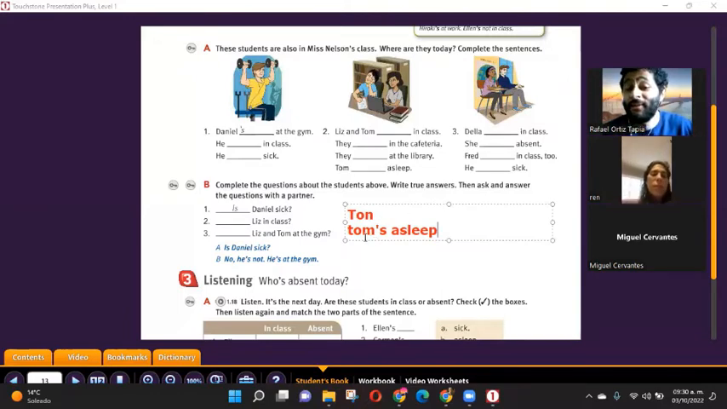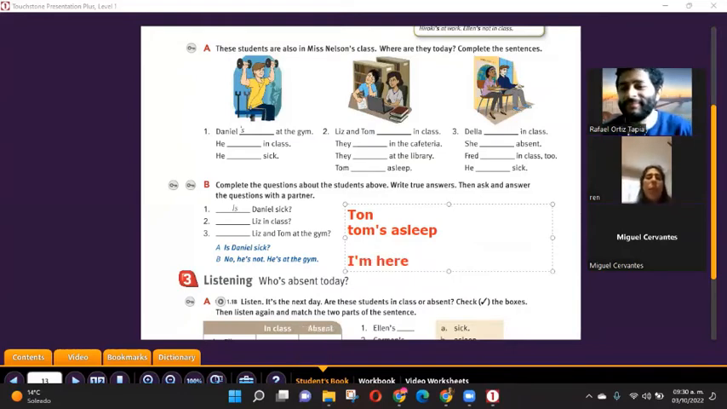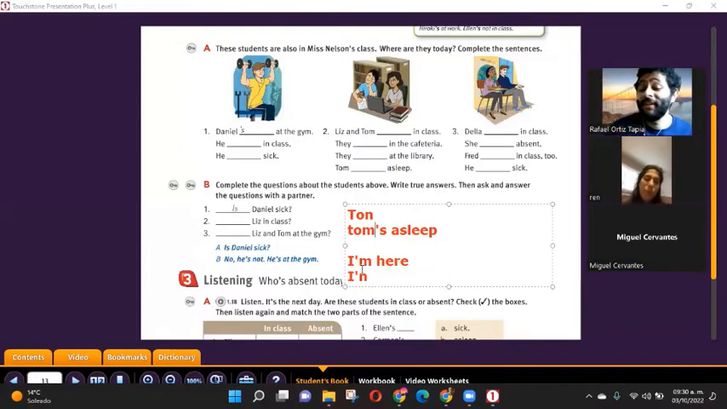Another thing: be careful with the M at the end of the word. For example, how would you say this one? I'm here. Okay, exactly. Try not to say it the other way. The only thing you have to remember is with M, your lips need to be closed. It's just a tip.